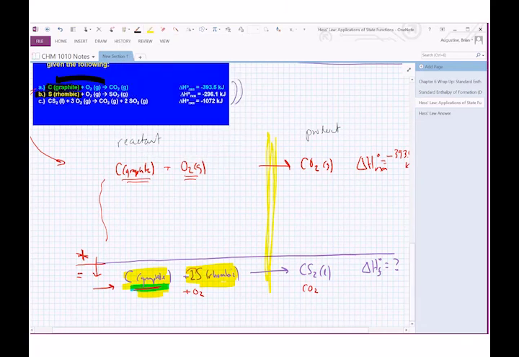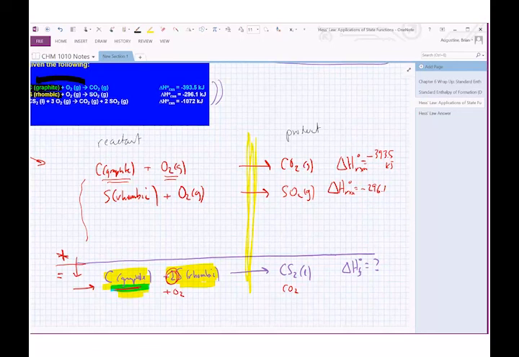I've got a 2 out in front of here, and I've got a 1 out in front of here. So I will need to change that. So we're going to say sulfur rhombic plus another O2, line up the arrows, yields SO2. Delta H reaction equals minus 296.1.